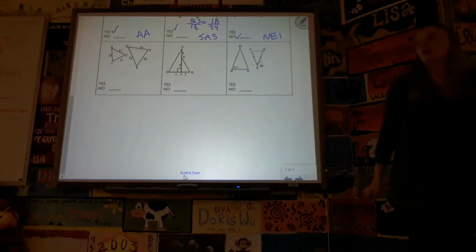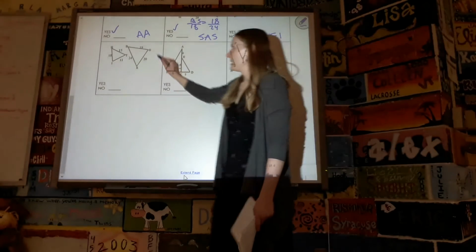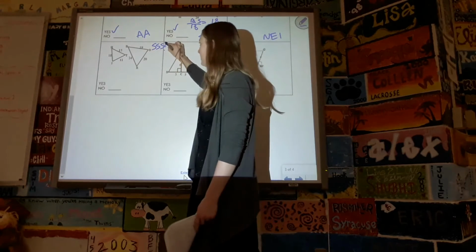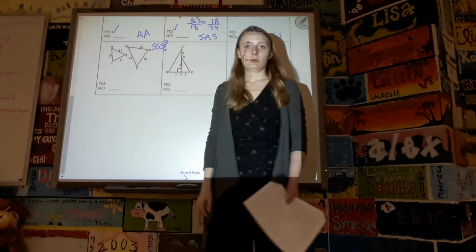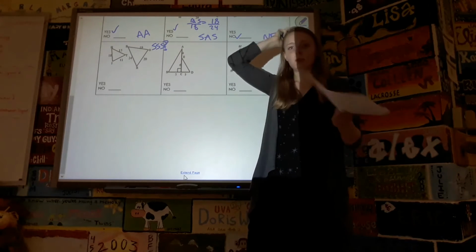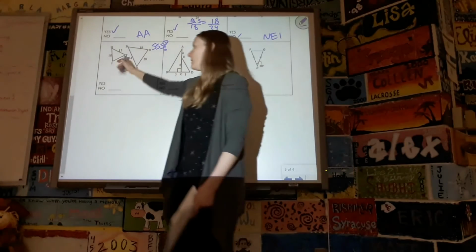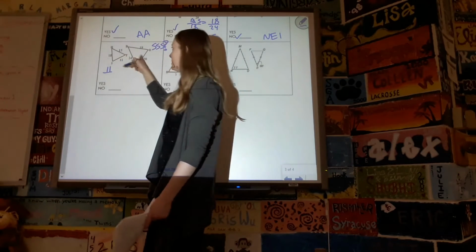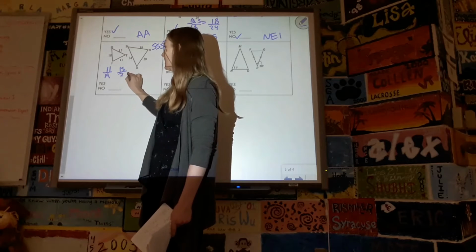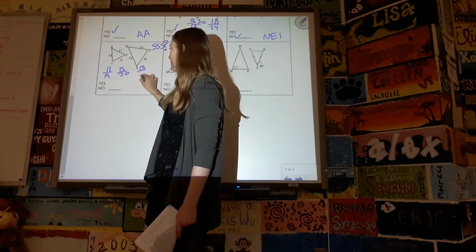Alright, this one over here, obviously we're going to be testing side, side, side, because I have all three sides in each triangle and no angles. So again, for side, side, side, you're going to compare short to short, medium to medium, long to long. So the short side over here is 11, compared to the short over here, which is 19. Then we compare 15 to 20, and 18 to 24.